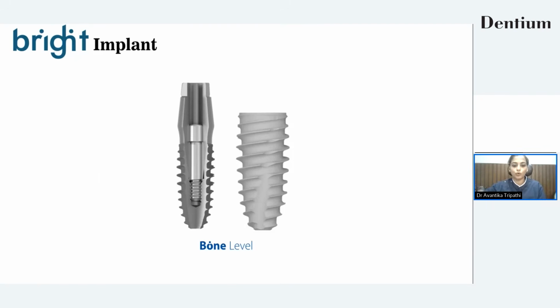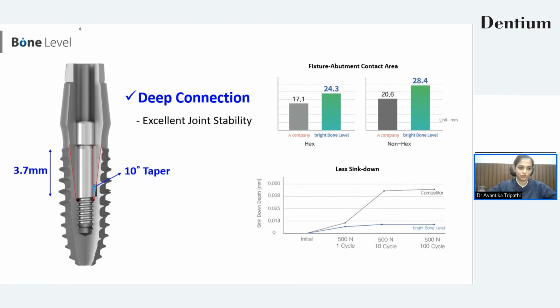Coming to the Bright bone level implants, they have a deep connection. The abutment is seated at a depth of 3.7 mm. It doesn't have an external hexagonal connection; it has an internal hexagonal connection. In tissue level, the abutment was sitting over the fixture. In this, the abutment will be sitting under the fixture. It is hollow from inside, so that is why it is not available in very thin diameters. The diameter starts from 3.5 and goes up to 6 mm.